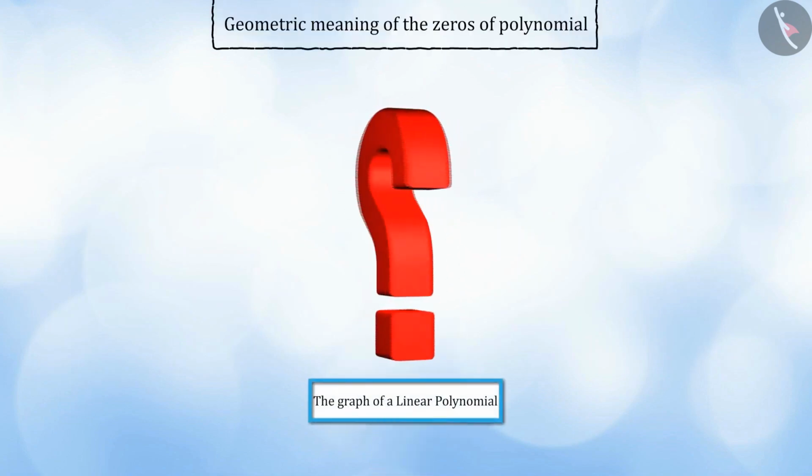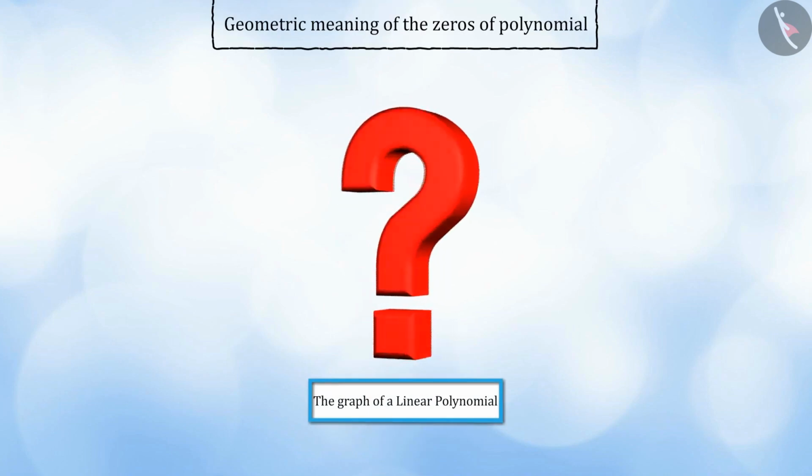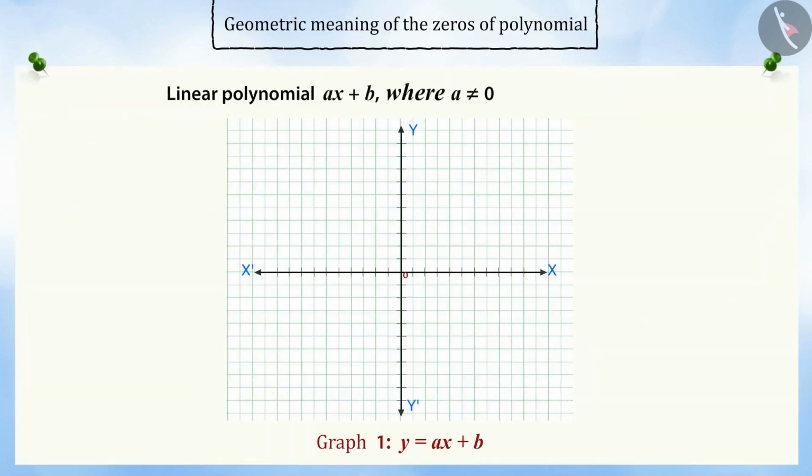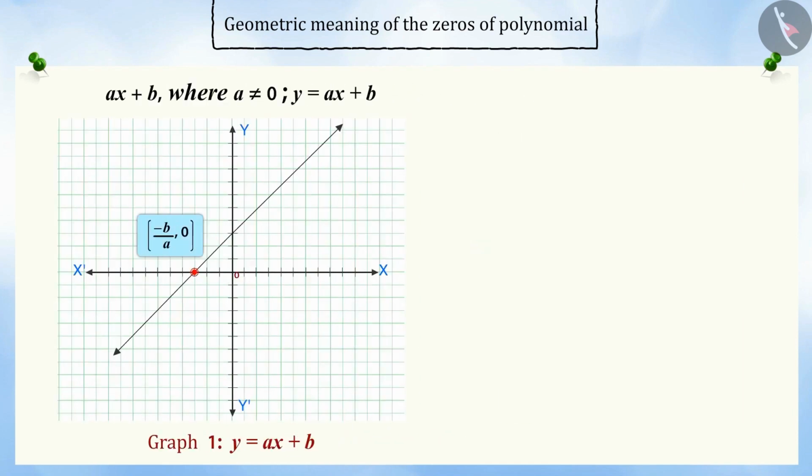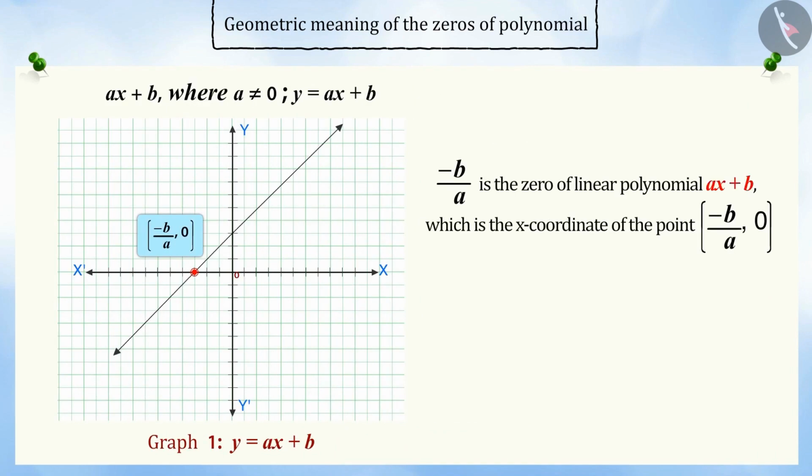Can you tell how will the graph of a linear polynomial look like? For a linear polynomial ax plus b, in the graph, y is equal to ax plus b is denoted by a straight line, which intersects the x-axis at the point minus b by a, 0. Which gives us this conclusion that the linear polynomial ax plus b has 1 zero, minus b by a, which is the x-coordinate of the point minus b by a, 0.